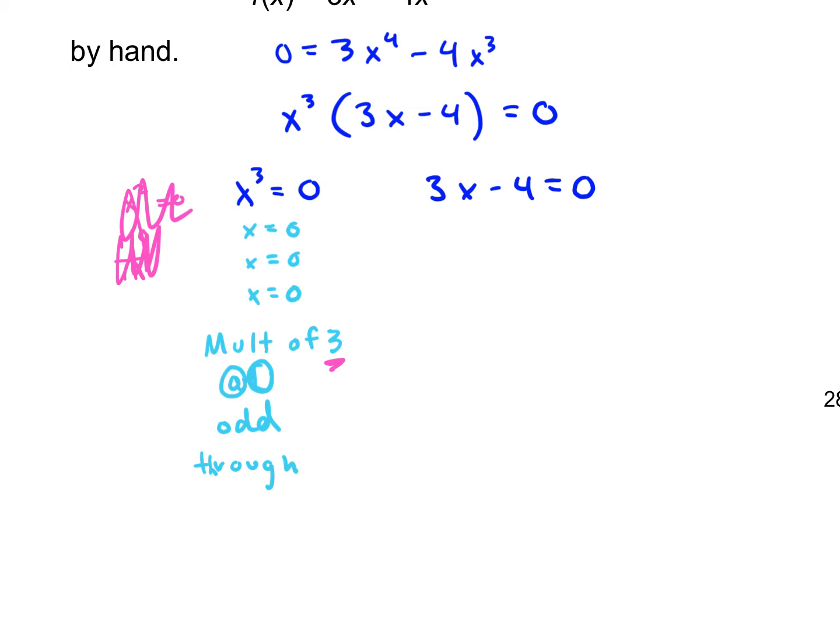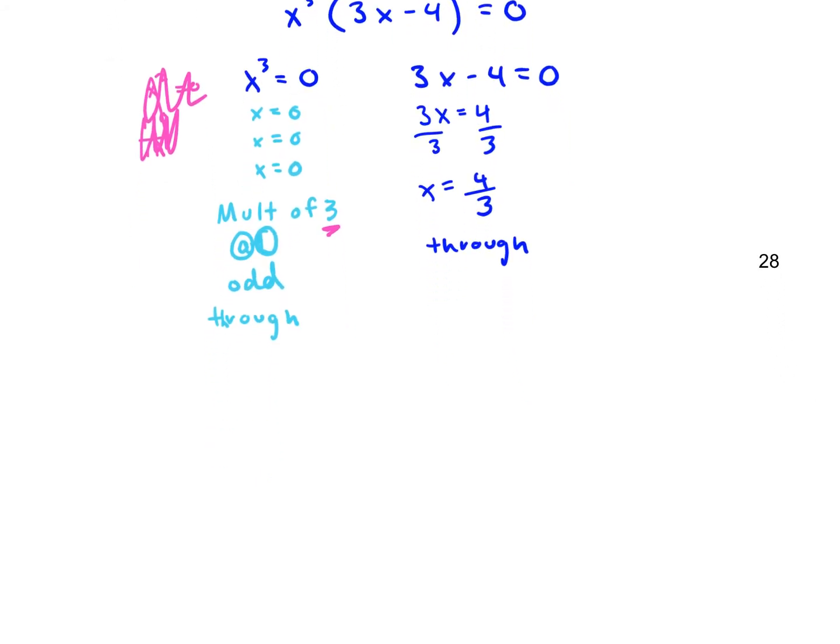For the next one, we still have to solve. So 3x is equal to 4, divide by 3. x is equal to 4/3. At 4/3, am I going to touch and turn or go through? I'm going to go through because there's only one 4/3. So let's graph. I'm going to cross the x-axis at 0 and at 4/3, which is like 1 1/3. So like there.